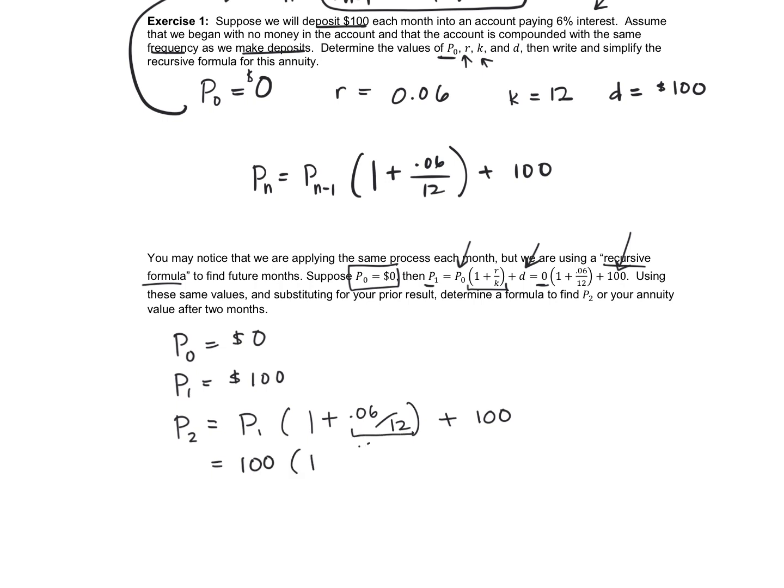This is 0.005 if you put that into a calculator. So if I add that to 1, we're at 100 times 1.005 plus 100. And you can keep that as is for a little bit because what we're trying to find is some patterns.